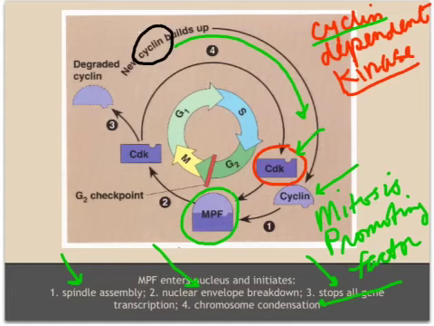And then as the cell leaves mitosis, cyclin is degraded, and CDK is no longer activated. And we have to wait for more cyclin to build up. Okay, that's what we see here. Let's take a look at a different kind of diagram that shows us similar information.